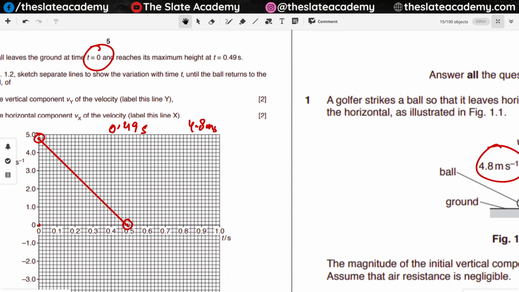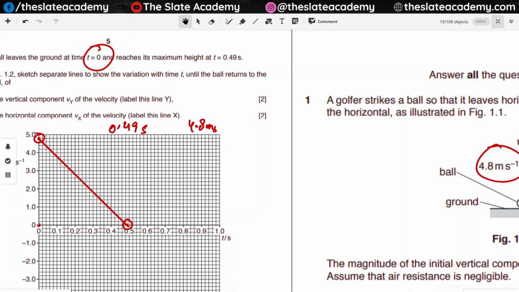And then it will again take as much time as it took to reach the maximum height to reach the ground, and it will hit the ground with the same velocity. It took 0.49 seconds to reach maximum height from ground. It will take 0.49 seconds to come back to ground. And second thing, it left the ground with 4.8. It will come back to ground at 4.8 meters per second speed.